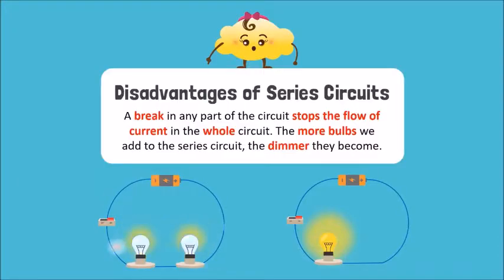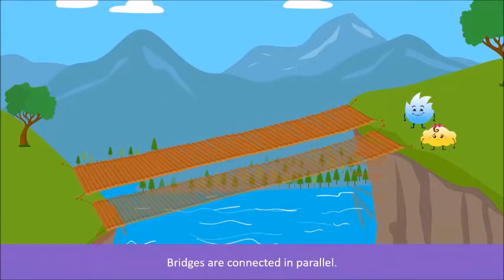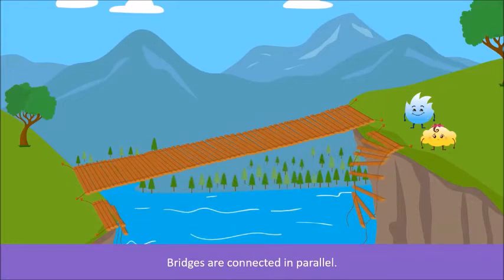A break in any part of the circuit stops the flow of current in the whole circuit. Another disadvantage is that the more bulbs we add to the series circuit, the dimmer they become. Now look at these bridges connected in parallel. What happens when one of the bridges collapses?